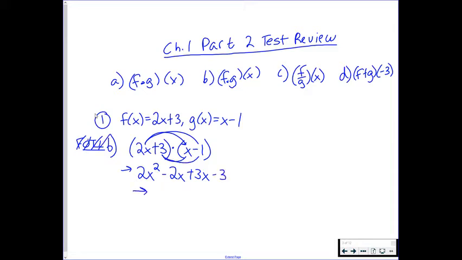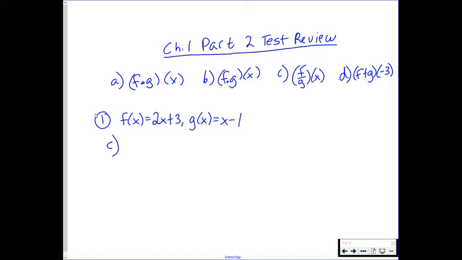Now that I've FOILed, we're going to combine like terms together to simplify this. 2x squared can stay. Negative 2 plus 3 is positive 1x, and then minus 3 is at the end for the constant. So that's how you do B. FOIL those two binomials together.